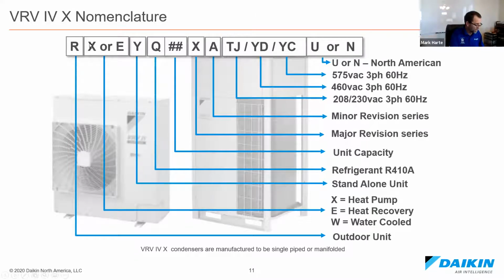But the nomenclature, if it's a heat pump, it's going to be an RX. If it's a heat recovery, it's RE. Easy to remember. If it's recovery, RE. And depending on the voltages, we have 575, 460, 208, 230. We do 575 for the Canada market, of course. Right now, everything's R-410A refrigerant. And you see down here, we also have a water-cooled system. So if it has a W in the model number, it is a water-cooled system. So heat pump, heat recovery, and water-cooled.